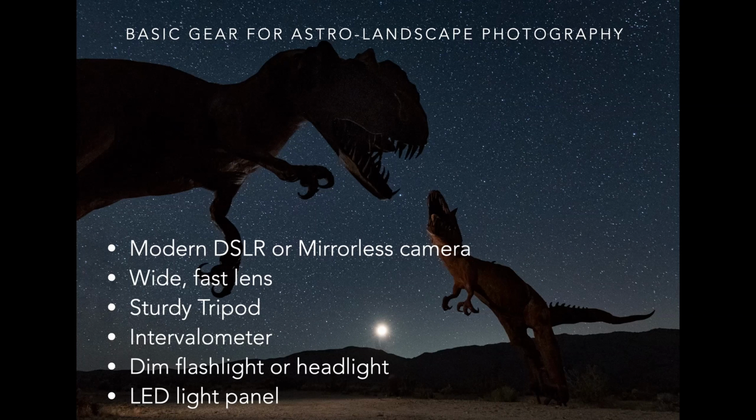Also, you're going to want something for illumination. Once you get into light painting, which you'll almost certainly want to do at some point, you're going to need a dim flashlight or a headlight for seeing around, or that dim flashlight can also come into play with light painting. And also an LED light panel is a really good investment. That might be your next step in light painting, but a light panel allows you to control color temperature and color intensity a lot more precisely than a handheld flashlight.